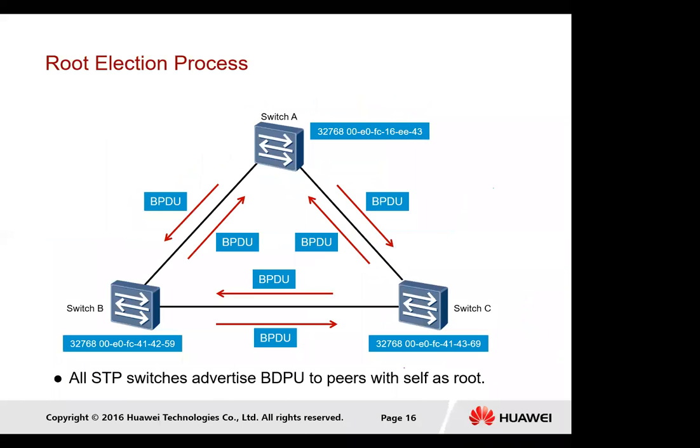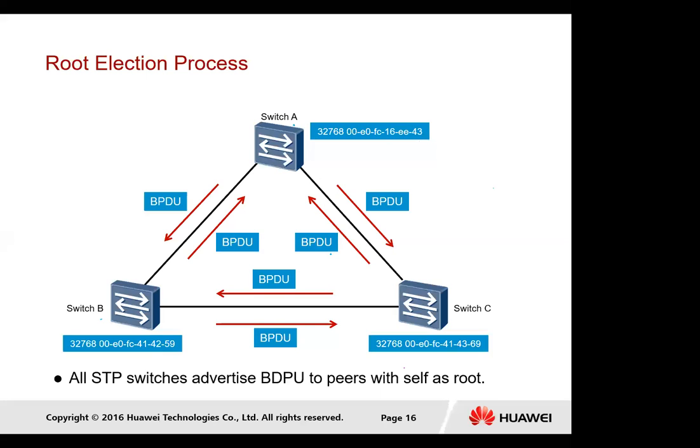As I mentioned just now, for the root election process, we have switch A, B, C. So in this, where is the loop? There is a loop in this case, okay, we have a redundant connection. So for switch A, the MAC address is 16 EE 43, 41 42 59, 41 43 69. So when I send the BPDU out, send the BPDU out.